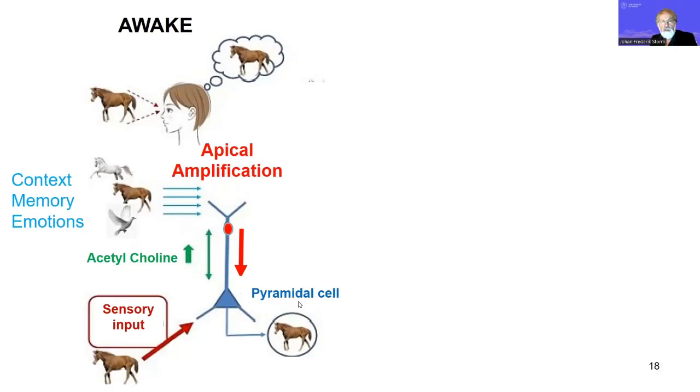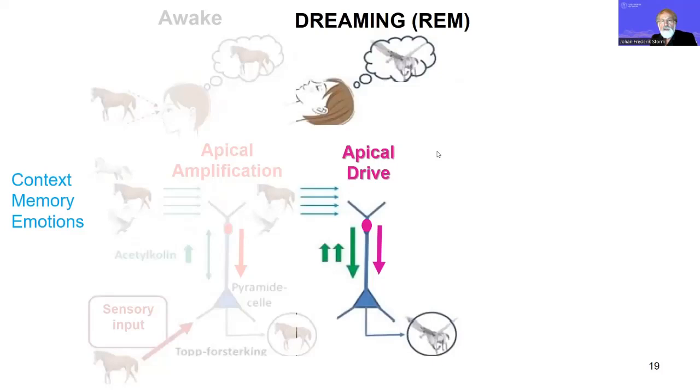That's the awake state. During dreaming, as I said, there's another kind of amplification process that is sufficient to amplify the internal information alone. So that by itself can cause some experience, for instance, this Pegasus that can then be composed of input from our memory stores.